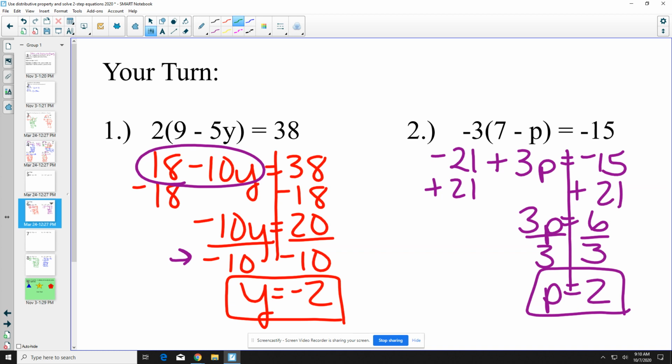All right, number 2, when you use the distributive property, did you get a -21 plus 3p? Because a -3 times a -p is a positive 3p. Your first step should have been add 21 to both sides. Your second step should be divide by 3. So when you took 6 divided by 3, did you get 2? If you want to pause now to fix your problem and make corrections if you need to, go ahead and pause. If you did okay, we're going to go to the next 2.